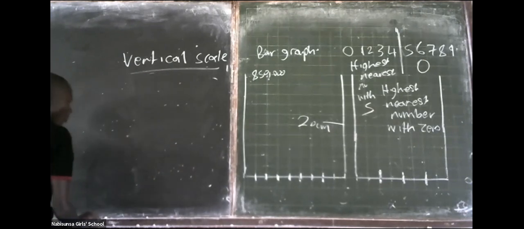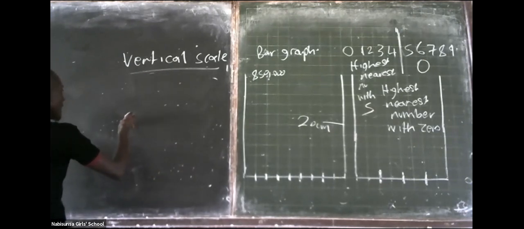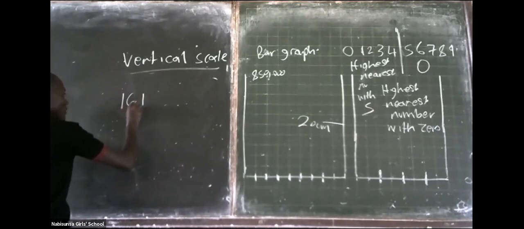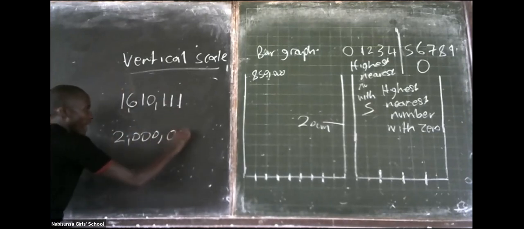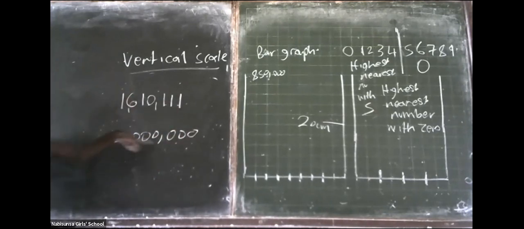Yeah, it's simple. What about if I give you this number, 1610111? Which number are we going to use? 20. So I'm going to say 2. Don't you see that this one automatically is going to be below? And it's nearest it, and it's going to be easy for us to plot.